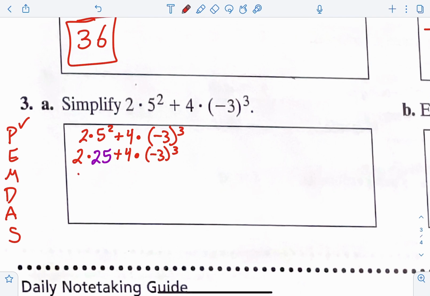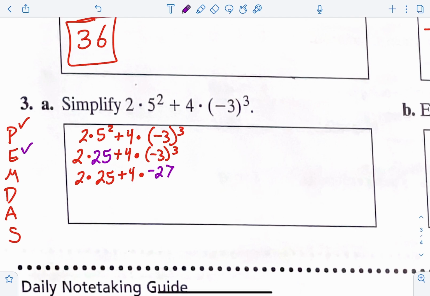So now we're going to have 2 times 25 plus 4 times, and we're going to have to change our negative 3 to the third. Okay, remembering that negative 3, negative 3, negative 3 is how you would do that. And when you do that, you're going to end up with a negative 27 because there's 3 sets of them. Negative 27. So all we did there was take the negative 3 to the third and turn it into negative 27. All right, now we're done with exponents.